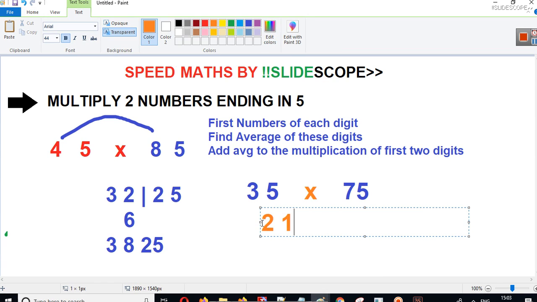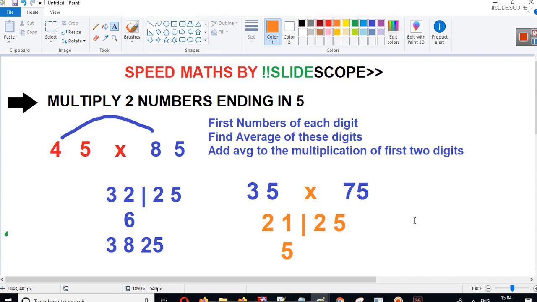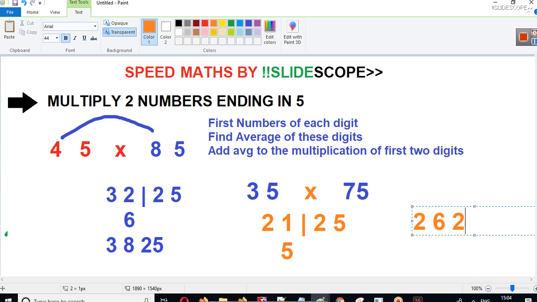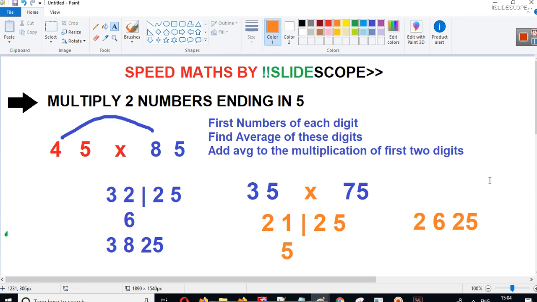Write it. Then put a bar, write 25 because we have 5 at the end. Now find the average of 3 and 7. 7 plus 3 by 2. 7 plus 3 is 10. 10 by 2 is 5. Your answer is 2, 5 plus 1 is 6, so 2625 is our answer. So that's how fast this trick can be.